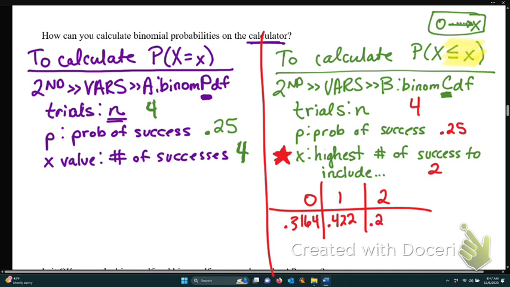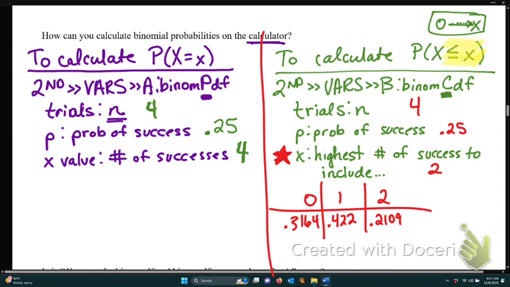What? 0.2 something? No, it's 0.9492. Hang on. What was it, McKenna? What am I supposed to put in? 0.2109. Okay, cool. So you guys, guess what you just did? You just found the probability of 0 successes plus 1 success plus 2 successes. You just found the probability that you get a number of successes that is less than or equal to 2. You just cumulated these two, okay?